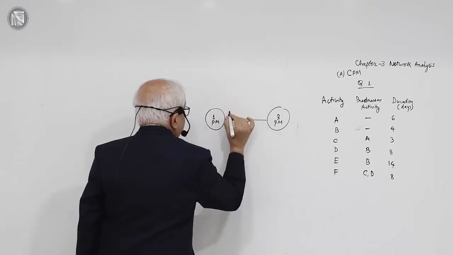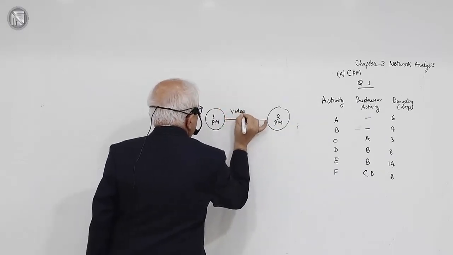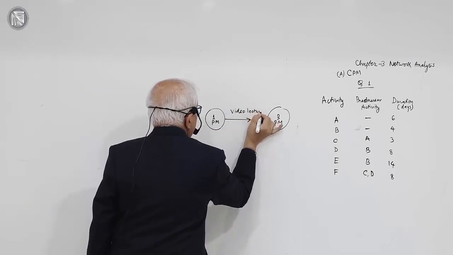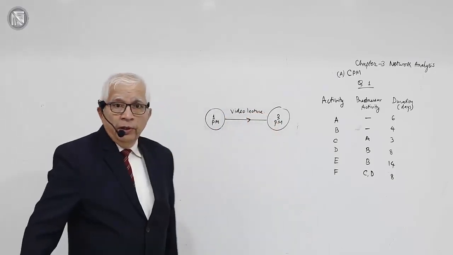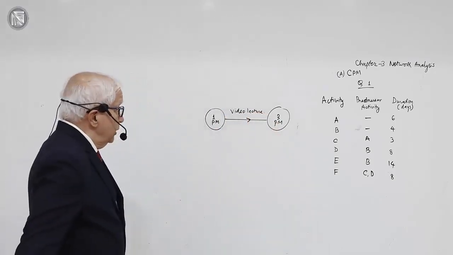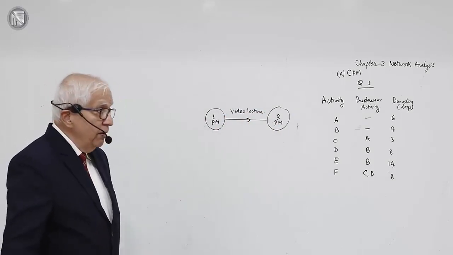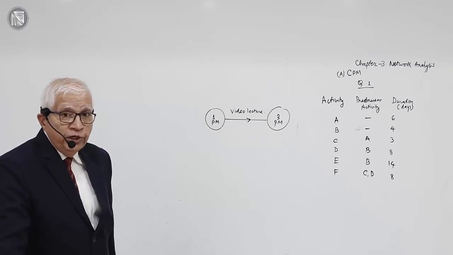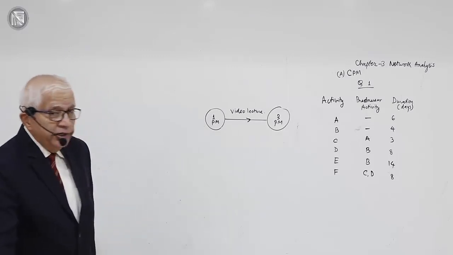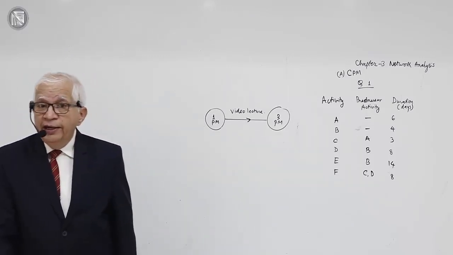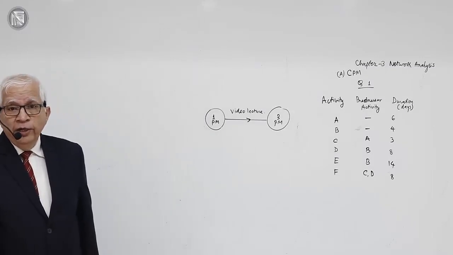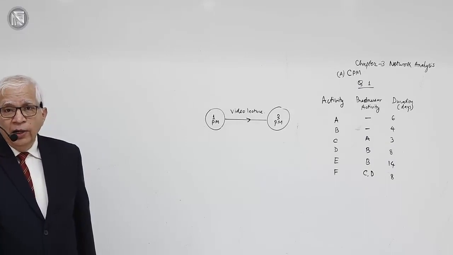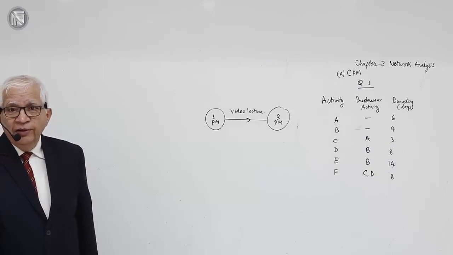It has got a direction, video lecture. So the video lecture, in other words, commences at 1 and ends at 3, and it can proceed only in one direction. It can start at 1 and end at 3. No video lecture or no activity can commence at 3 and end at 1. Reverse passage of time is not possible.